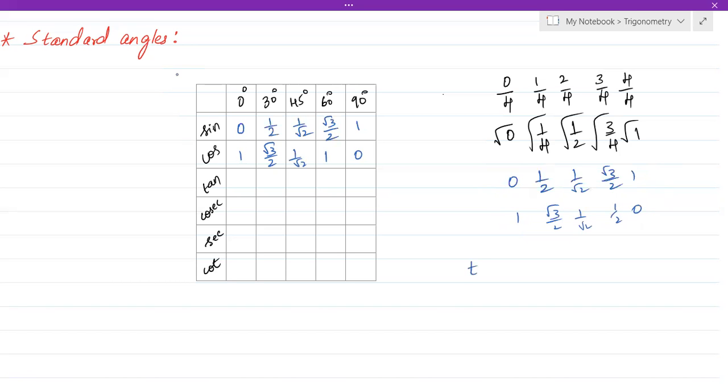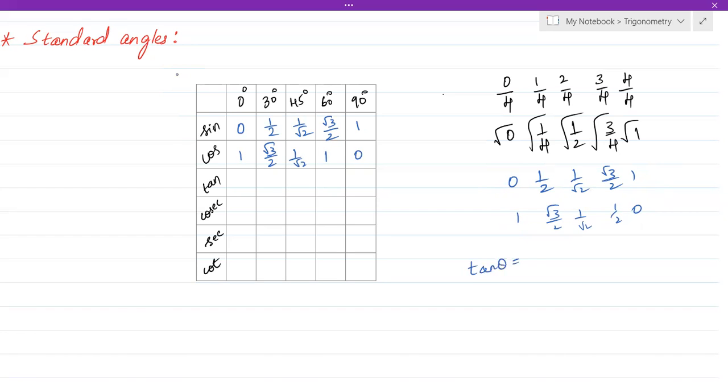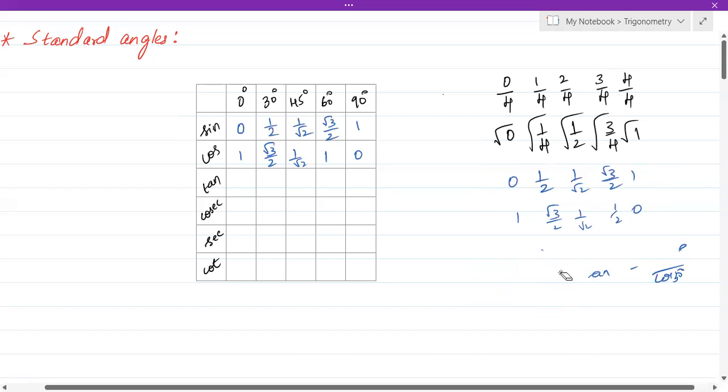And we learned in the very first video that tan theta is opposite by adjacent, but the same tan theta can also be written as sine theta by cos theta, isn't it? So if you want tan 0, it's simply sine 0 degrees by cos 0 degrees. If it is tan 30 degrees, we have to just divide sine 30 degrees by cos 30 degrees, which will give us tan 30 degrees. So that's the logic that we are going to use. That is, we are going to divide sine by cos.